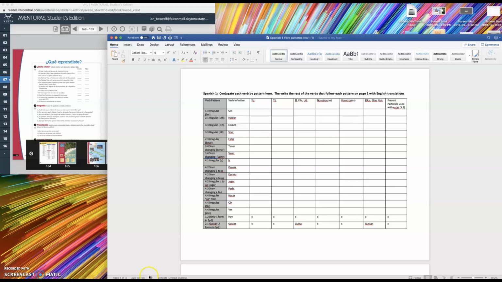Hola clase. Several of you have asked me to explain how to fill out the verb chart, so I thought I'd do a quick introduction to this.